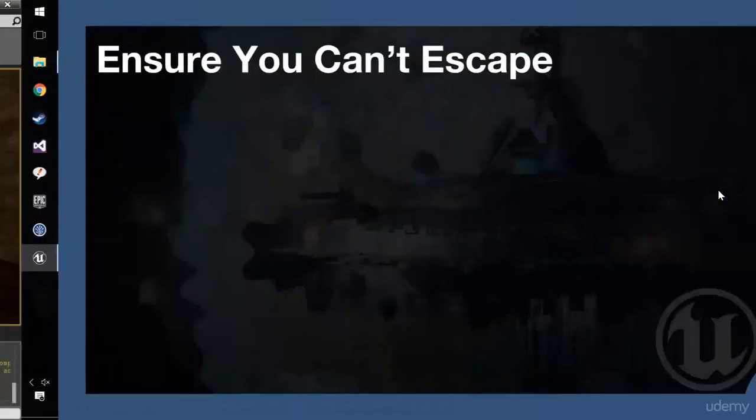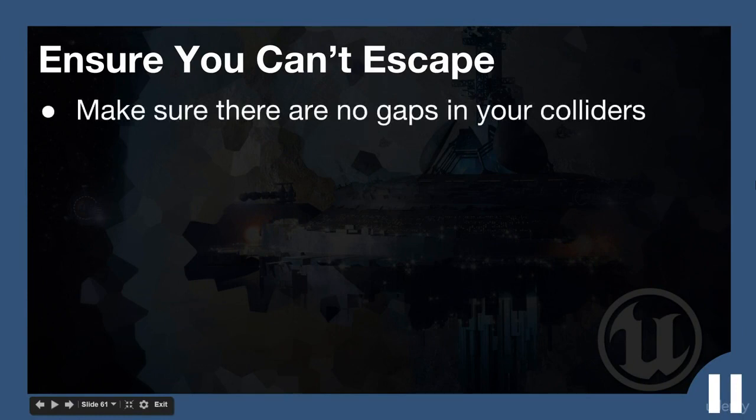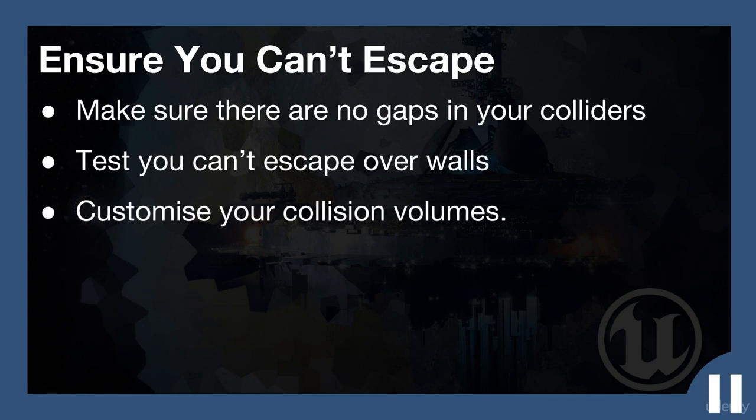All right, so I have a little challenge for you. I just want to ensure you can't escape your room as you have it so far. Make sure there are no gaps in your colliders if you need to add them to anything. Test you can't escape over the walls or any other way. And if you need to, go in and customize your collision volumes. Just mess around with those settings. And as Einstein says, make things as simple as possible, but no simpler. So go ahead, pause the video, make sure that your room is truly inescapable.